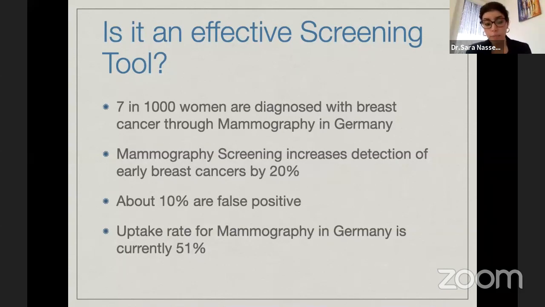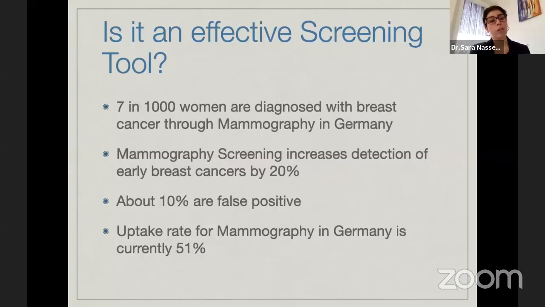The uptake for mammography in Germany is about 51%. So about half of the women that get invited actually go for the mammography screening. And this is different in other European countries. In Denmark, for example, the uptake is much higher. It's about 80%, but they also have a different recall system.